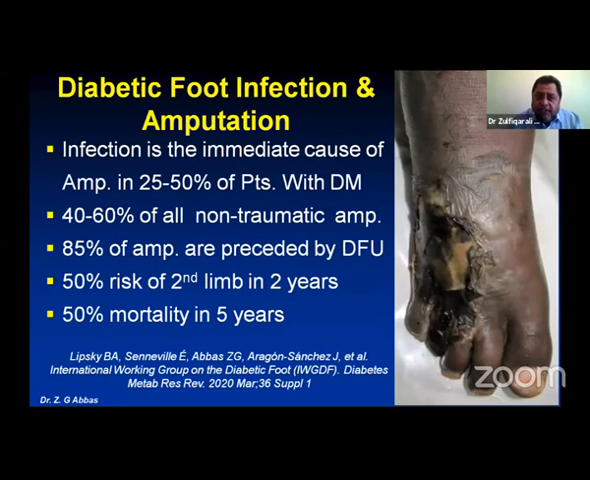As we are all aware, infection is an immediate cause of amputation; 25 to 50% of patients end up with amputation, depending on where you are in the world. Overall, 40 to 60% of all non-traumatic diabetic amputations are performed in the world. That is one every 20 seconds, which means 3 in 1 hour. 85% of amputations are always preceded by diabetic foot ulcers. And once you have an amputation, there is a 50% risk of having a second limb amputation within 2 years, and a 50% risk of mortality within 5 years.